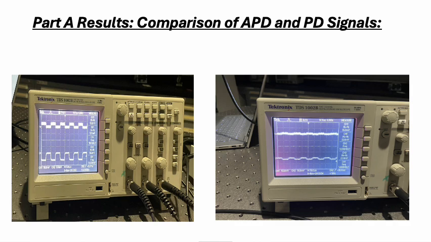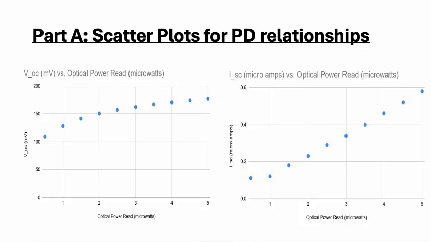Here are the scatter plots for the relationship of open circuit voltage and current of the PIN photodiode versus the power output read by the photodiode amplifier. Here we can see that the voltage is logarithmically increasing with increase in power while the current is linearly increasing.